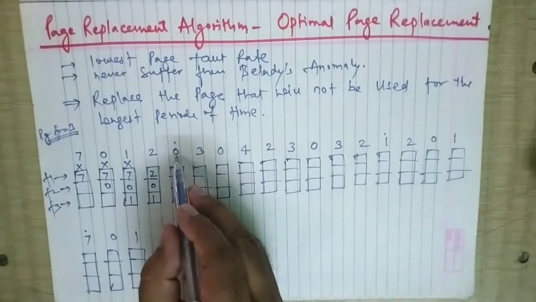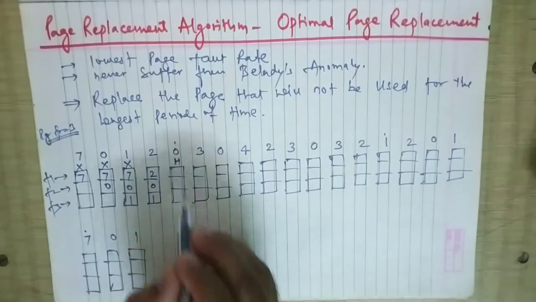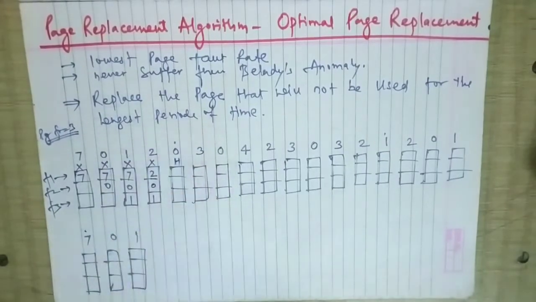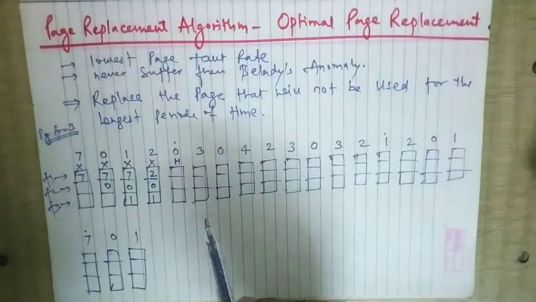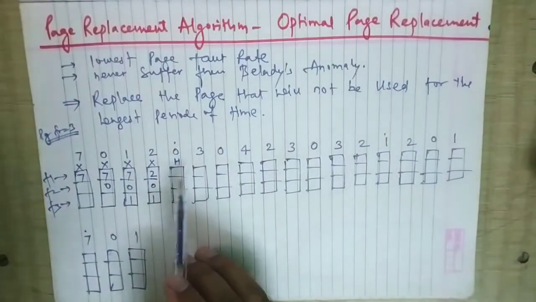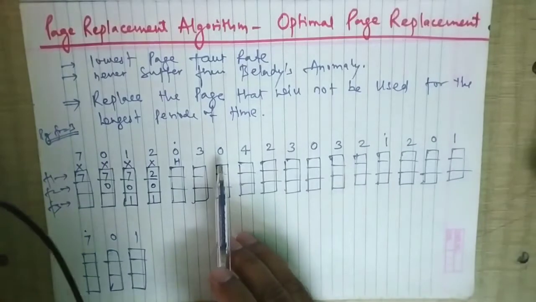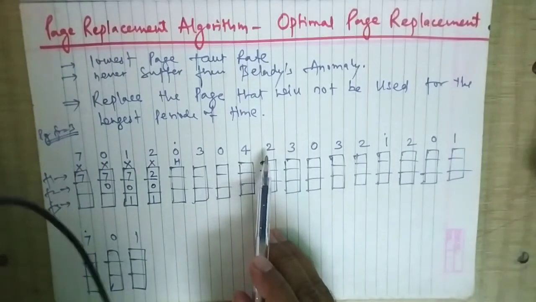Okay, so 0, we'll talk about 0. Again, this is a hit, so we'll write H, this is a hit, this is a miss. Now 3 will come. So where will the 3 go? So 3 will go in place of the 0, over here, 2 and 1.